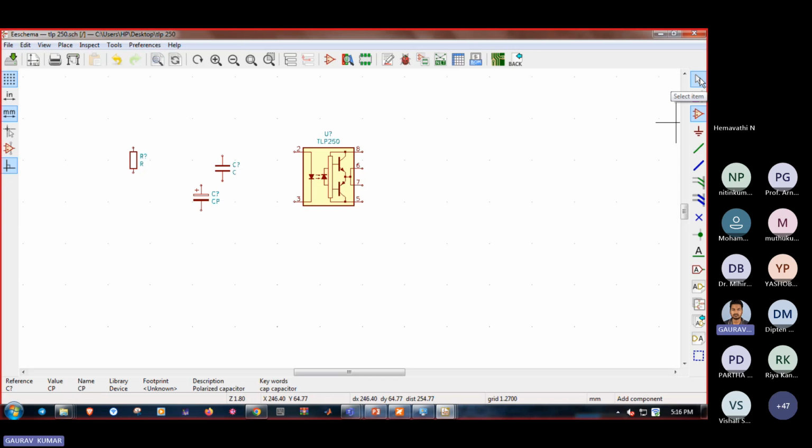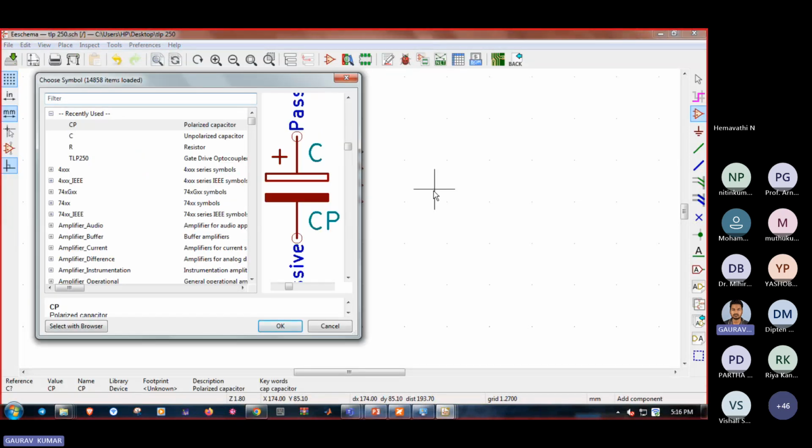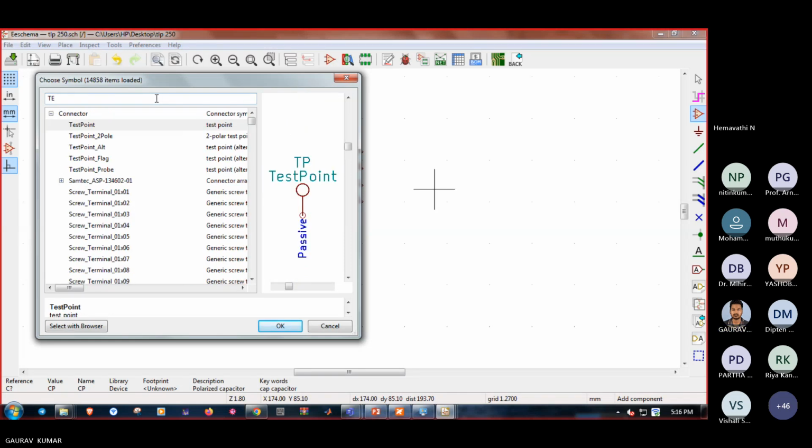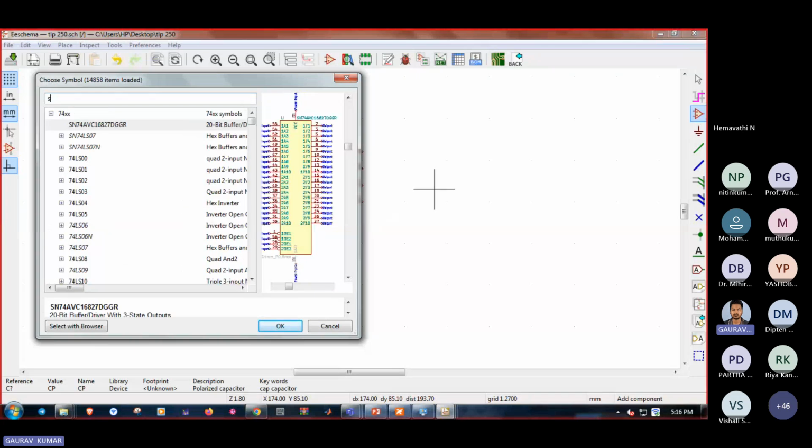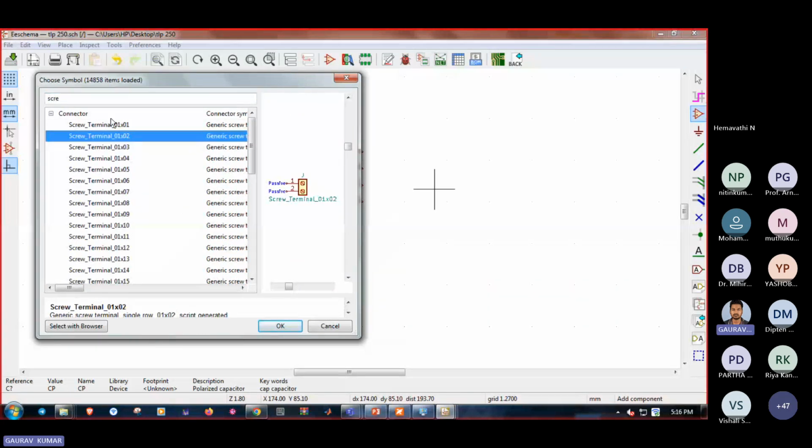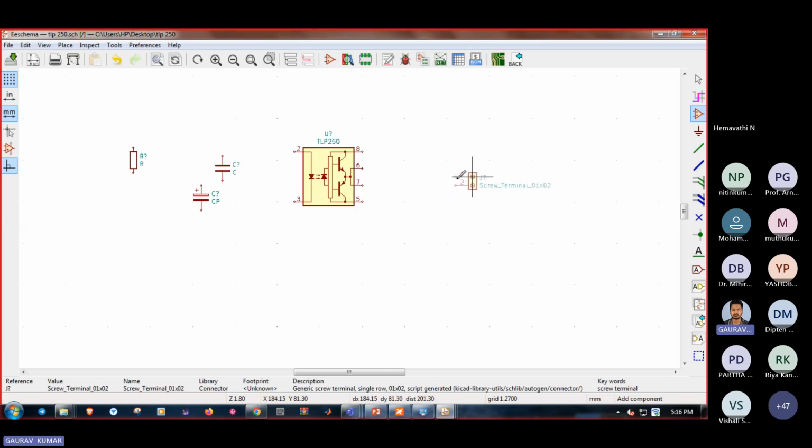Now we want some terminal block. The terminal block is required to give the input to the TLP250 and to get the output from the TLP250 driver. So we have to write screw terminal block. 1 by 2 means it has two terminals, one terminal block we are using, and 1 by 2 means it has two terminals. So I have taken it.